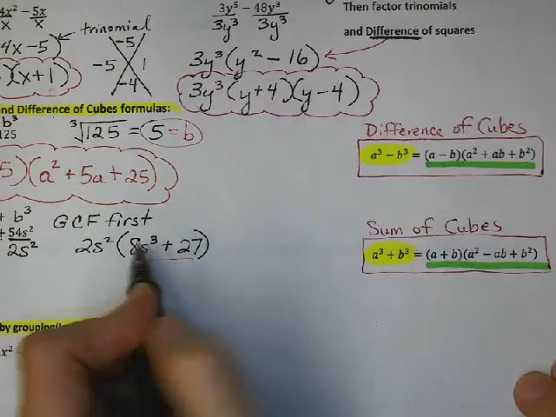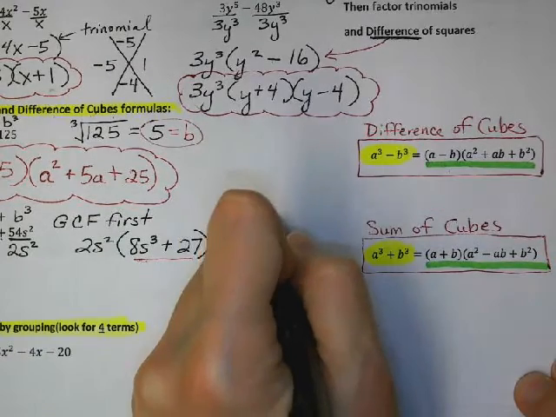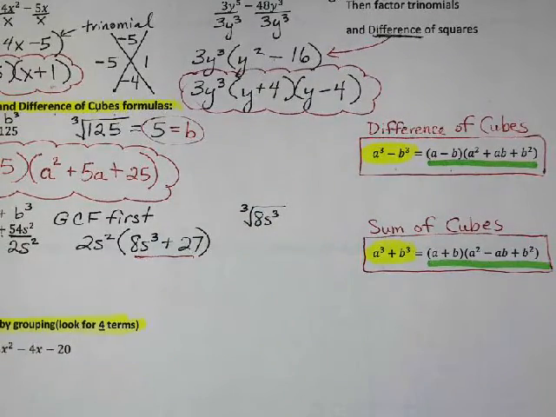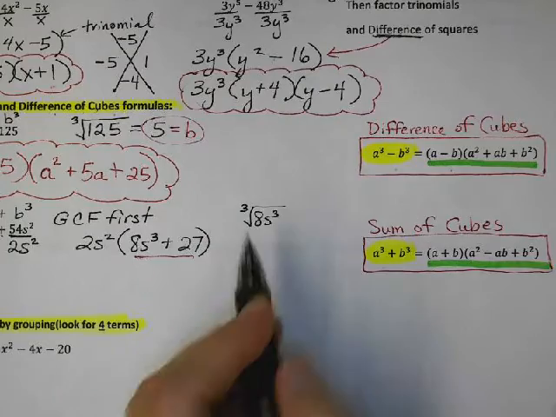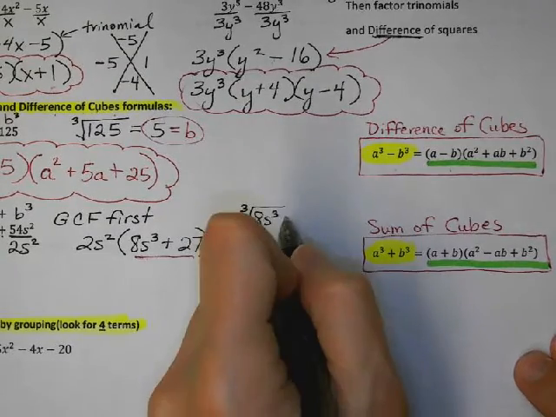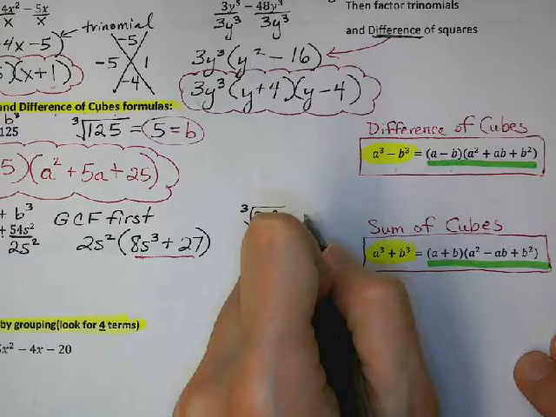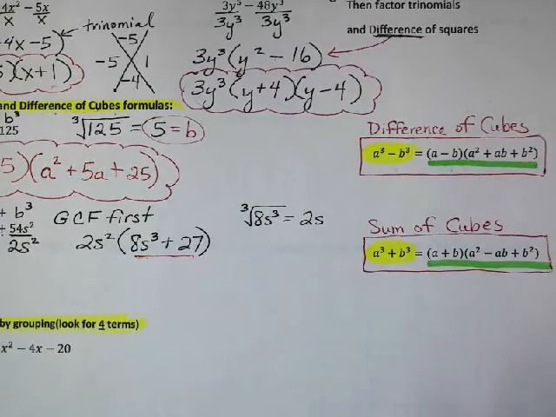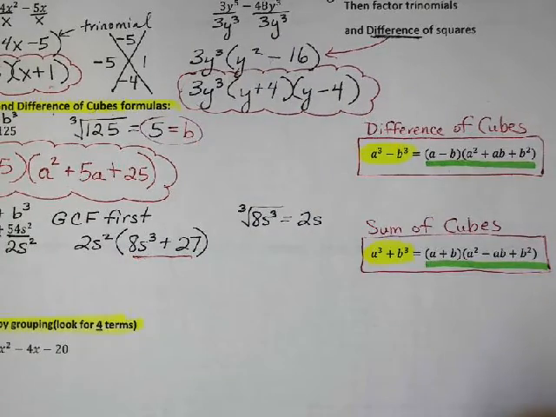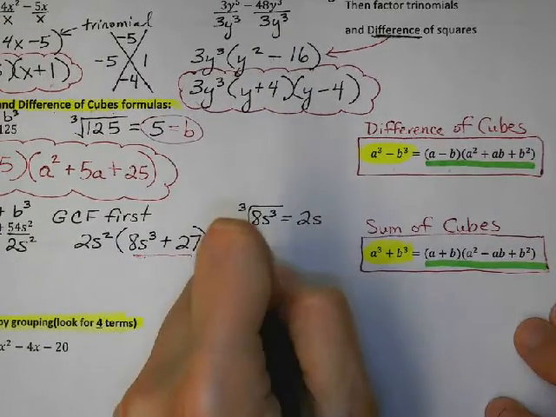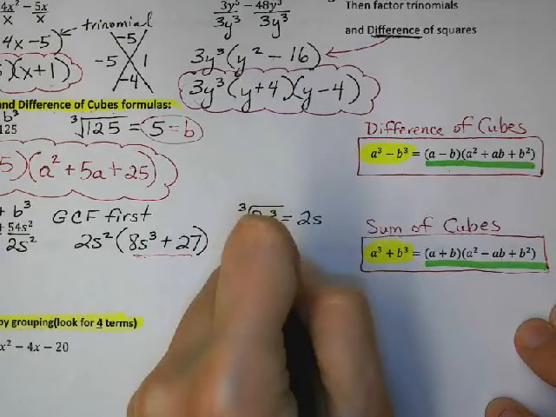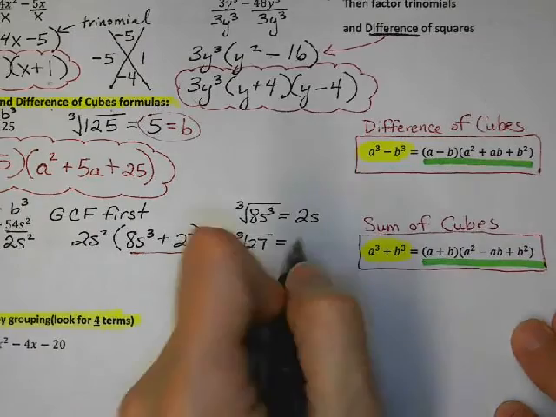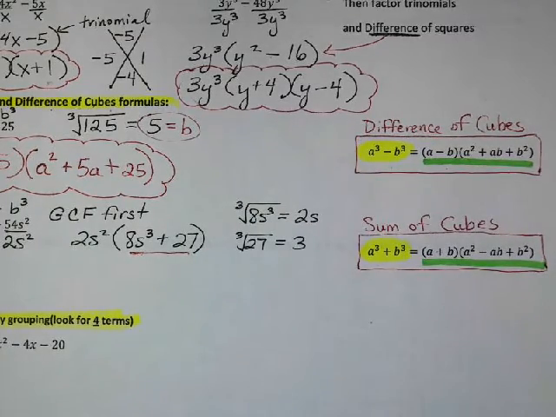So this number 8, s to the third, you have to figure out what's the cubed root of that. You have to break it down so you just know what a is. Do you know what the cubed root of 8 is? Yeah, 2 times 2 is 4 times 2 is 8. It's 2s. And what about 27? What's the cubed root of 27? What times what makes 27? Yeah, it's 3.